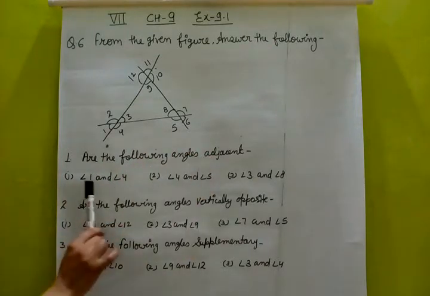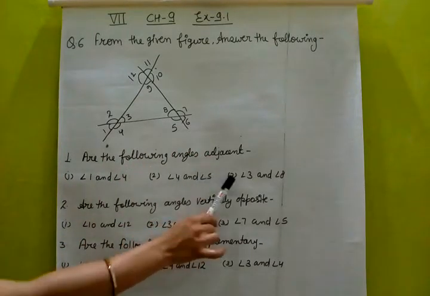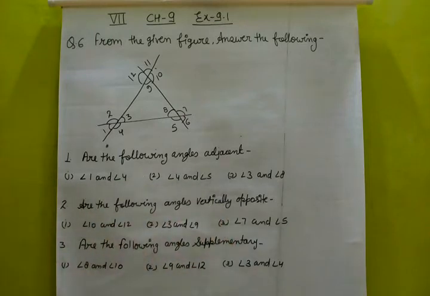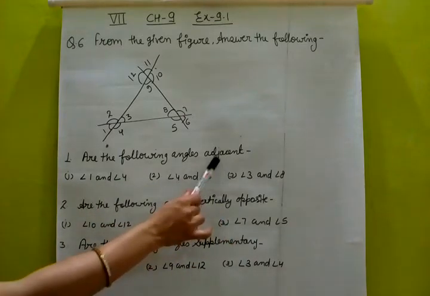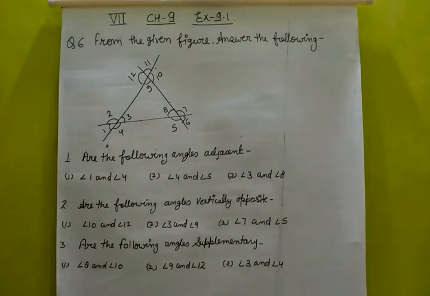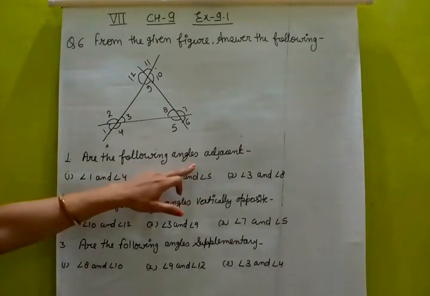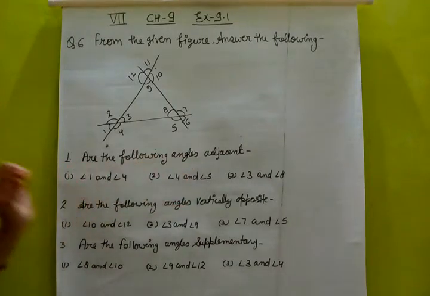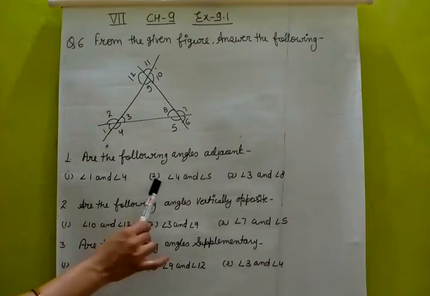Question number 1 is, are the following angles adjacent? We are to check these angles 1 and 4, 4 and 5, 3 and 8. These angles are adjacent or not? For adjacent angles, you know students, 3 conditions are: 1 vertex should be common, 1 arm should be common, and the remaining 2 sides should be in the opposite direction of the common arm.